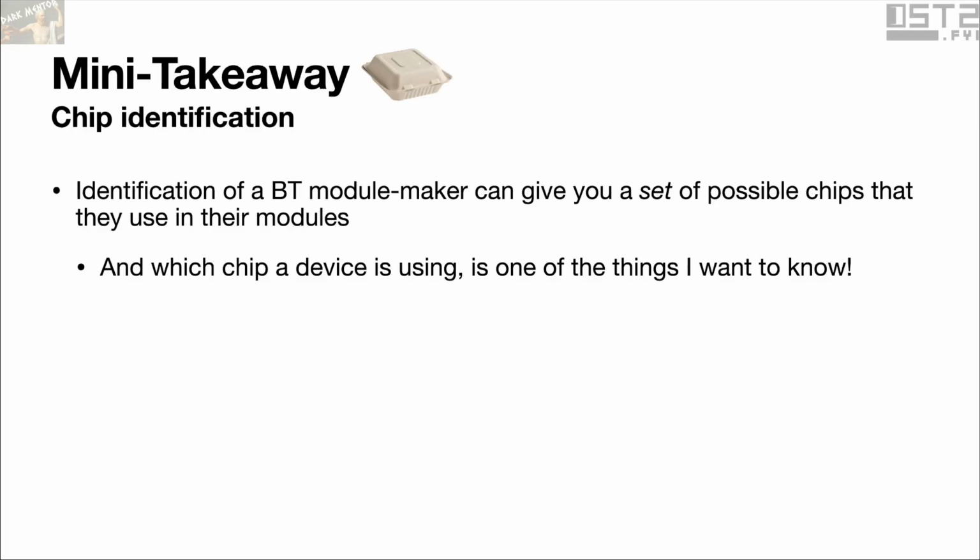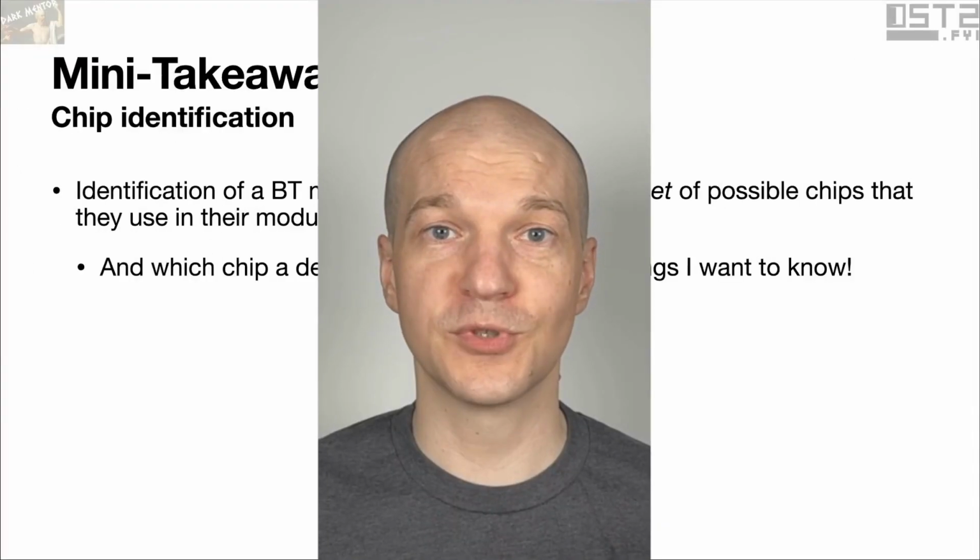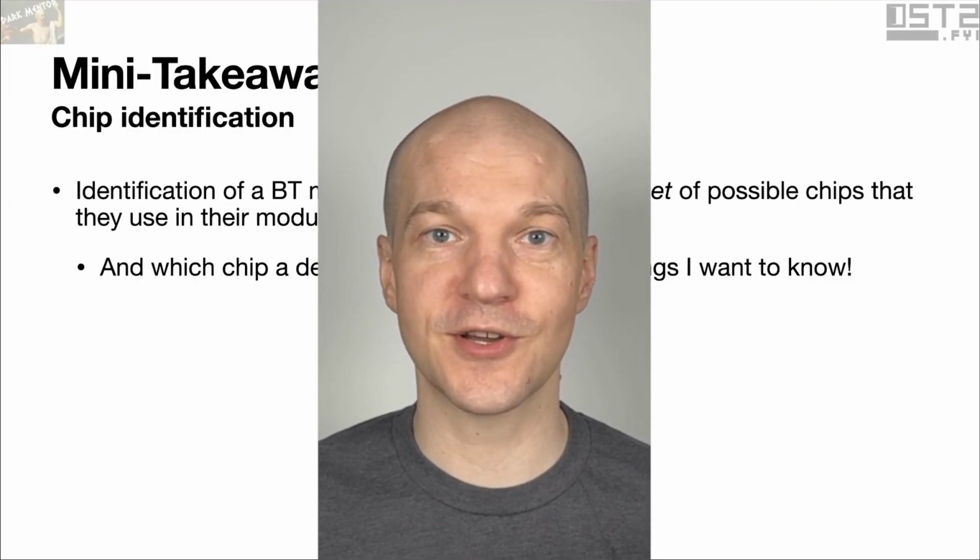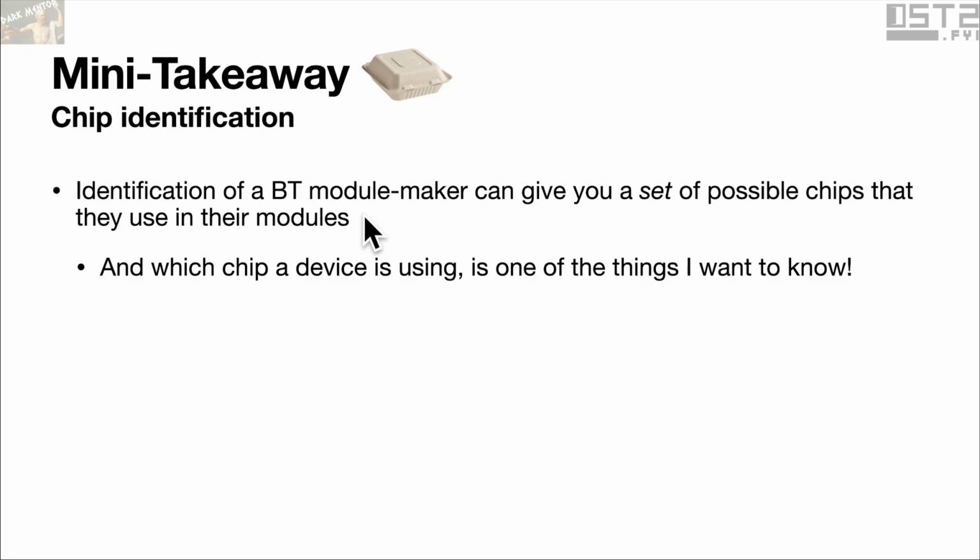So there's a mini takeaway here, and that is if you're able to identify the presence of a specific Bluetooth module maker, that will give you a set of possible chips that could be used in their modules. And which Bluetooth chip a device has is what I want to know. Most module makers only use a couple of different chips, so it definitely down-selects from the possibility space of all possible silicon makers to just whatever you can find on the module maker's website.